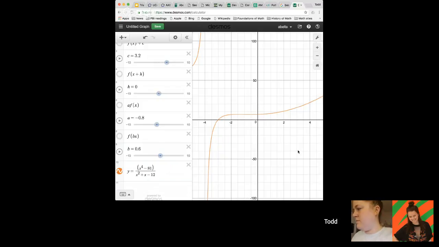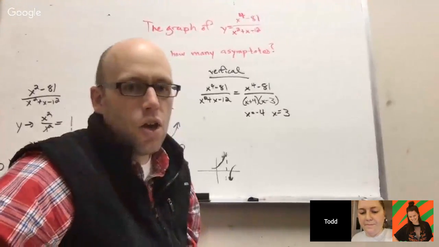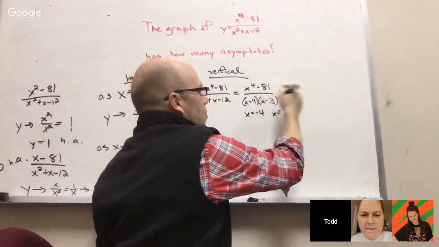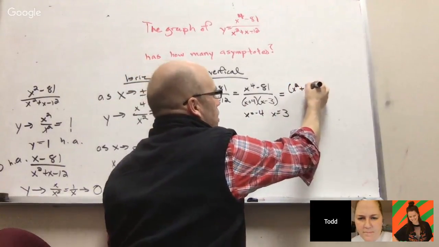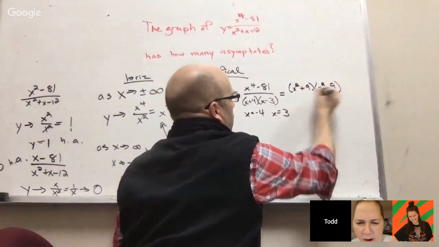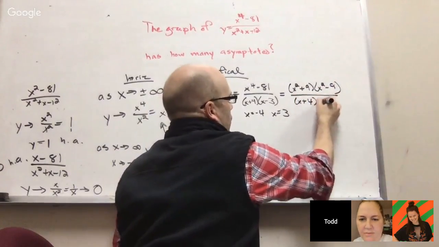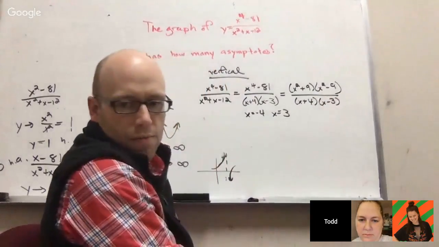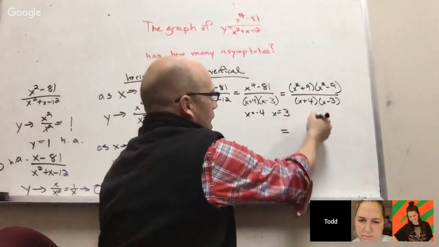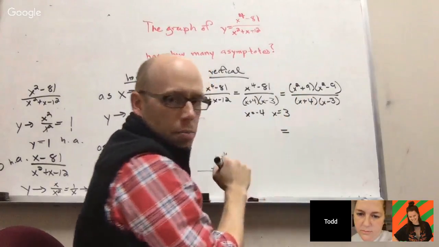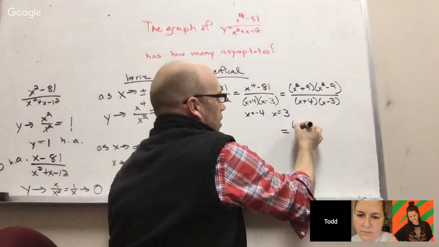Why is that? Well, it turns out vertical asymptotes aren't just where the denominator is undefined. We also have to look at the numerator as well. We can factor this numerator. It is a difference of squares: x squared plus 9 times x squared minus 9. Is that okay? I can't factor x squared plus 9 without complex numbers, but I can factor x squared minus 9.